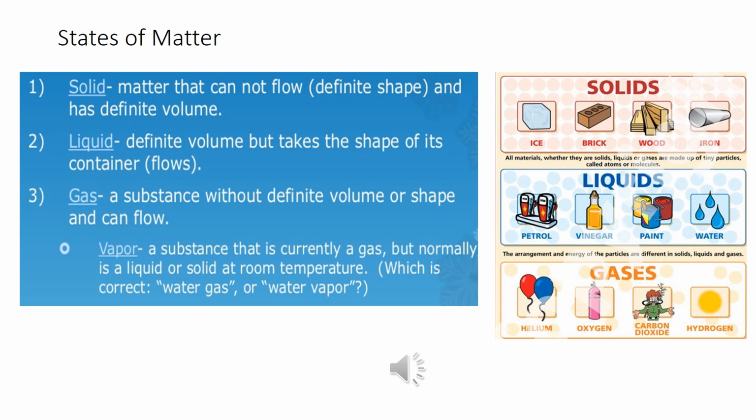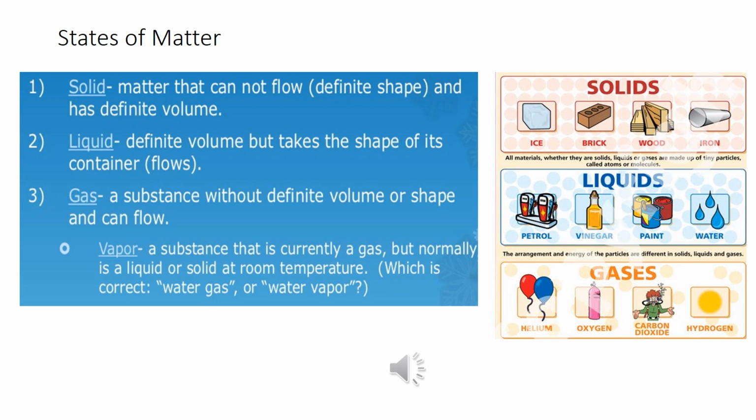Now the third state of matter is gas. A substance without definite volume or shape and can flow. Means gas has neither a definite volume nor a shape and it can flow. Vapor is also a gas. A substance that is currently a gas but normally is a liquid or solid at room temperature is called water gas or water vapor.